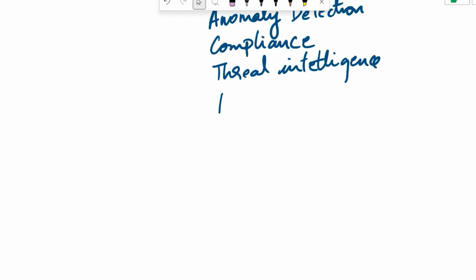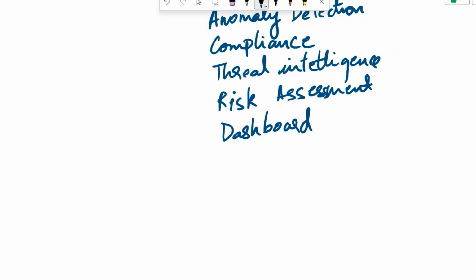Next is risk assessment report. This evaluates the organization's security posture by analyzing events, vulnerabilities, and threat trends. This report helps prioritize security measures. Then we have dashboard reports. This presents a visual overview of key security metrics such as the volume of events, top attack sources, most targeted systems, and recent incidents. Then we have forensic investigation report.